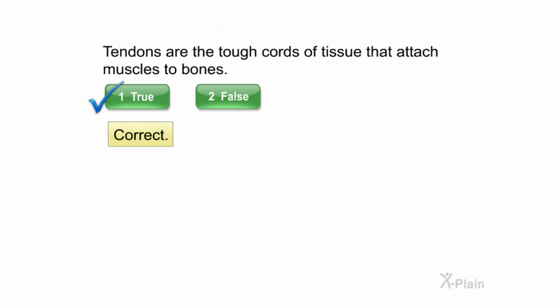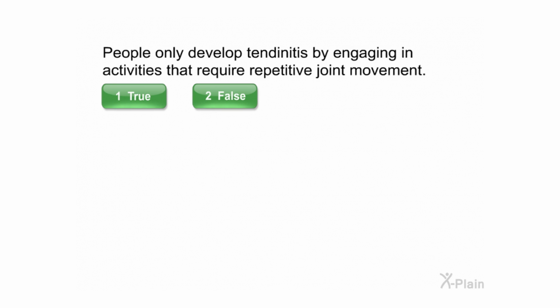Correct. People only develop tendinitis by engaging in activities that require repetitive joint movement. Select true or false.